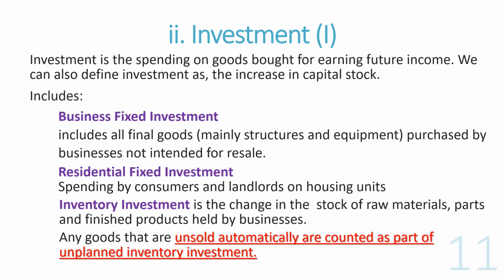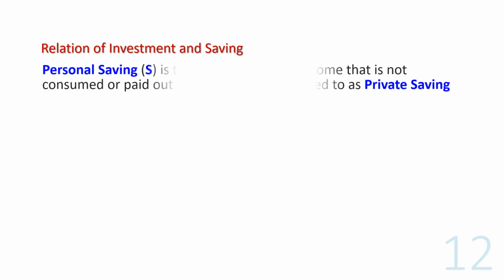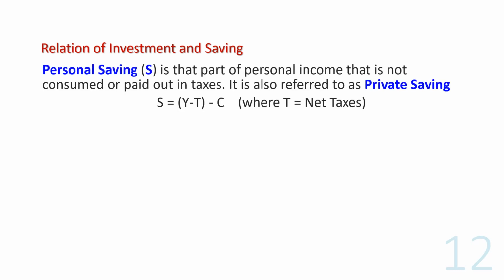Students, there is an interesting relation between investment and saving. Personal saving is the part of personal income that is not consumed or not paid out in taxes to government. Algebraically, this is S = Y - T - C, where Y is income, T are the taxes, and C is the consumption.